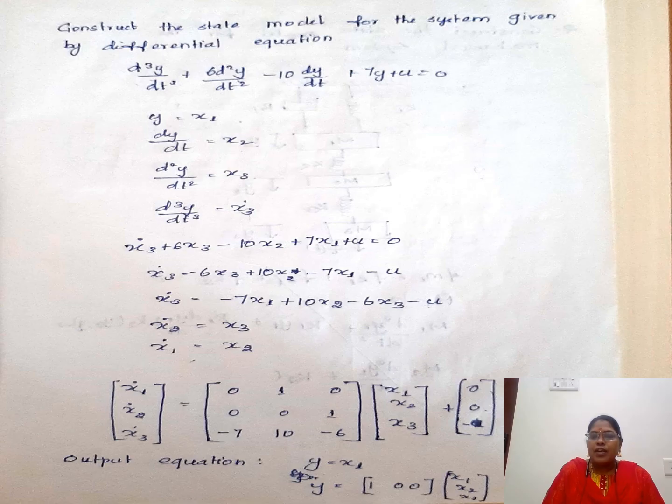From this, find the matrices. This is the system matrix, and this is the input matrix. Next, find the output equation, which is y equal to x1. Since you have three state variables, I can represent it as [1, 0, 0] times x1, x2 and x3. So this is how you get the state model from the differential equations.